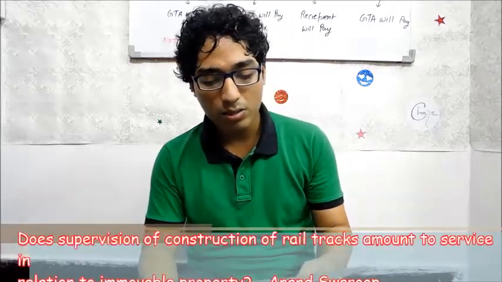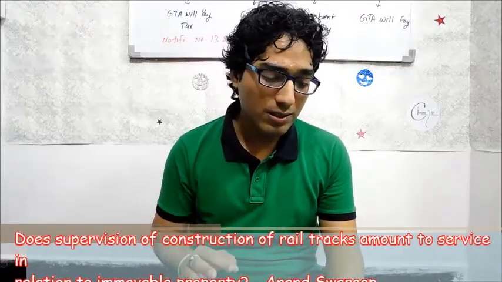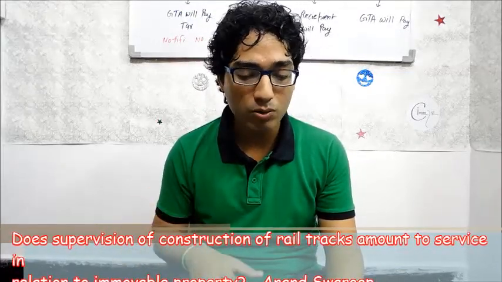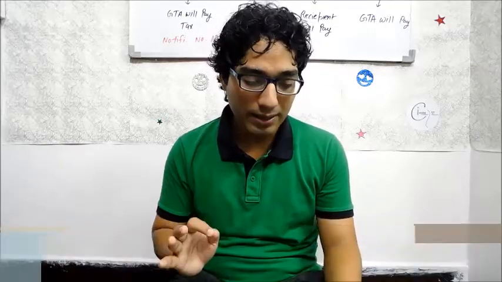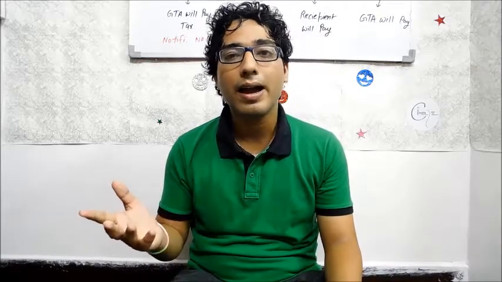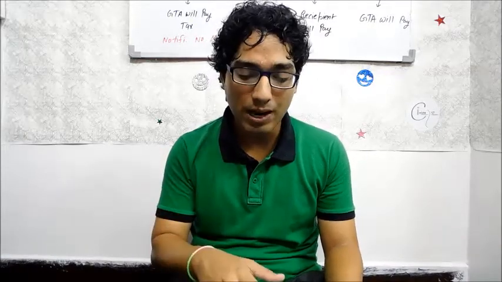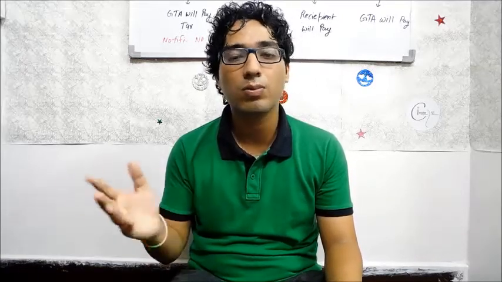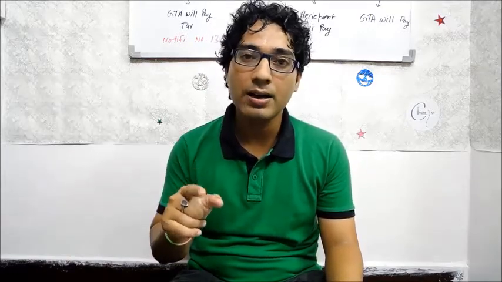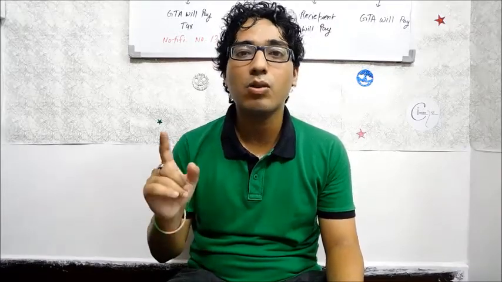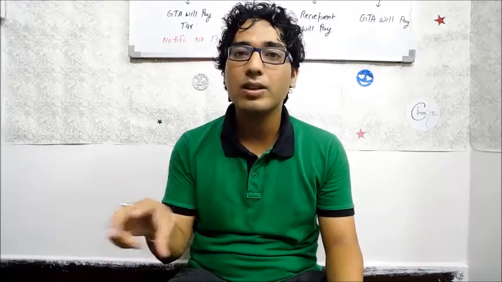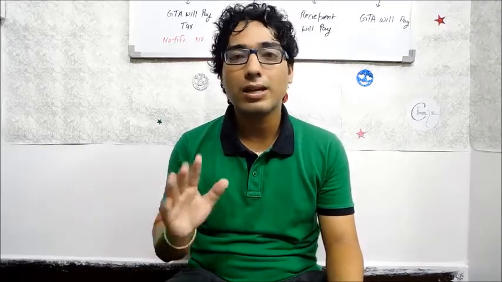Next question, Anand Swaroop is asking, does supervision of construction of rail track amount to service in relation to immovable property? In my view, yes, I think it is a supply directly in relation to an immovable property. You can check where the question came from: it came from the place of supply of services provision under the IGST Act. The place of supply will be where the immovable property is located, so where the rail track is situated. That's how it will work.